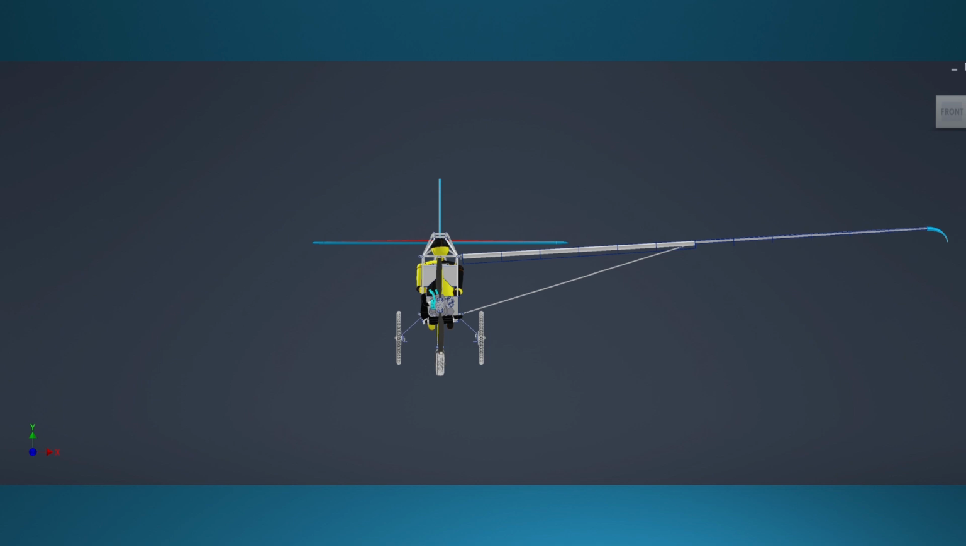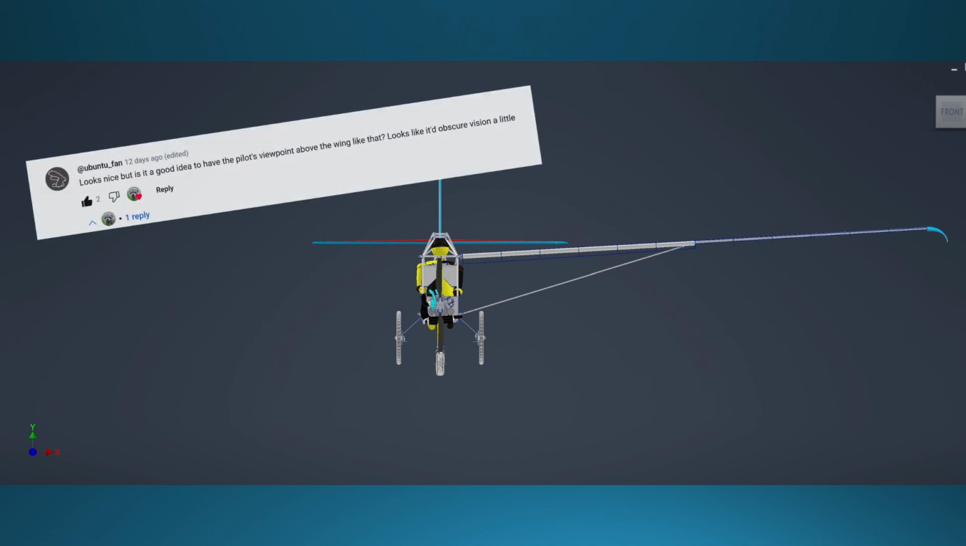Hi everyone. After I posted the last video, which was just a little clip of the plane project, I got a comment asking about whether the wing placement would negatively affect pilot visibility. The short answer is yeah.